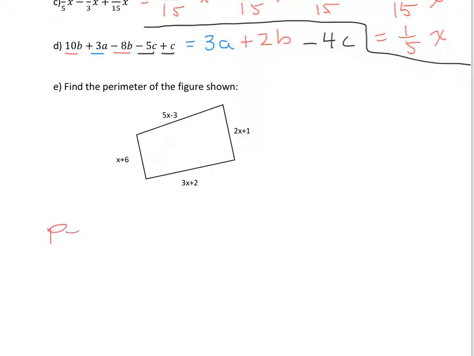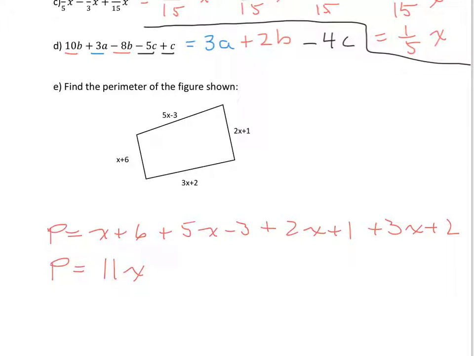So we can say that the perimeter equals x plus 6 plus 5x minus 3 plus 2x plus 1 plus 3x plus 2. So now we can look at all of our x terms and combine them. So I've got 1 plus 5 plus 2 plus 3, which will give me 11x. And then we'll look at our numbers as well. I've got 6 minus 3 plus 1 plus 2, which gives me plus 6. So the perimeter is 11x plus 6.